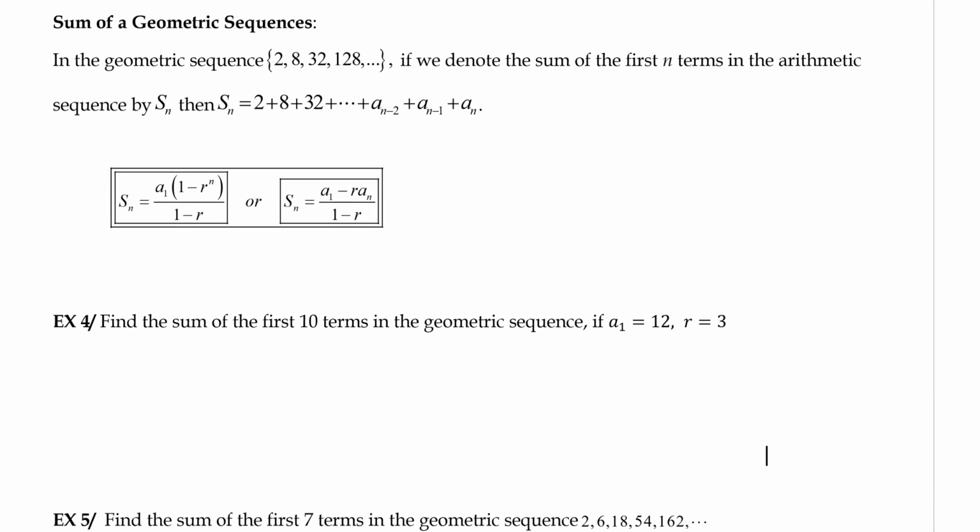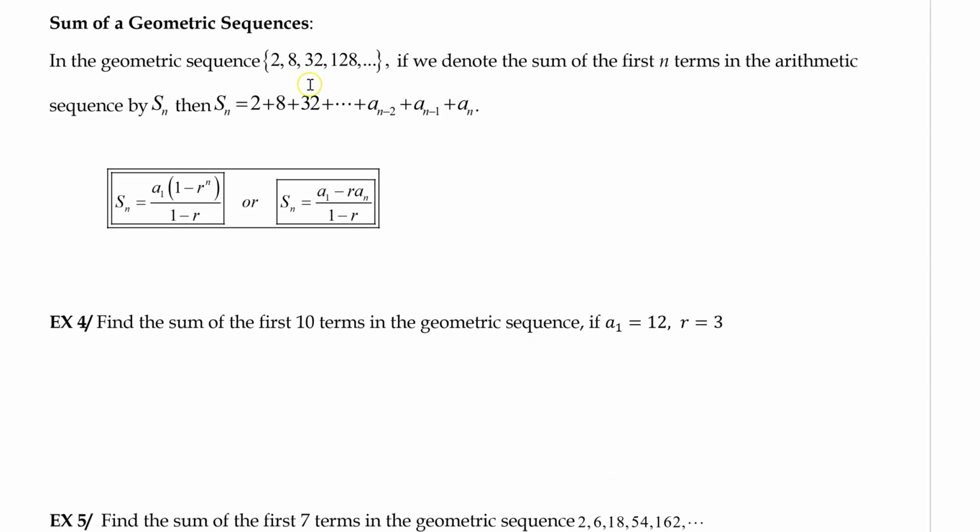All right, so this one is sum of geometric sequences. So we're going to take a geometric sequence, remember they have a common ratio, and add them all up. And you can use a sigma notation in your calculator, or you can use these nice clean little formulas. And I will show you at the end where they come from, or how to form them.